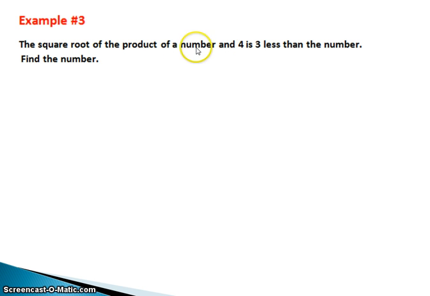So the product of my number x and 4. I'm multiplying 4 and x, so I have the square root of 4 times x. "Is" tells me that's where my equal sign is, 3 less than the number. Well, my number was x, and 3 less means x minus 3. So this is my equation. Now that I have my equation, I am going to have to eliminate that square root in order to solve for x. How do I do that?